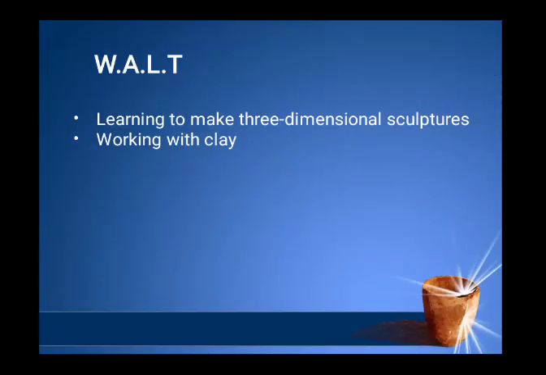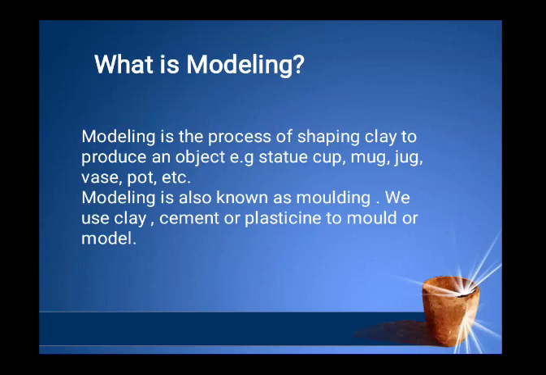What's modeling? Modeling is the process of shaping clay to produce an object like a statue, cup, mug, jug, vase, pot, etc. Modeling is also known as molding. We use clay, cement, or plaster to mold or model.